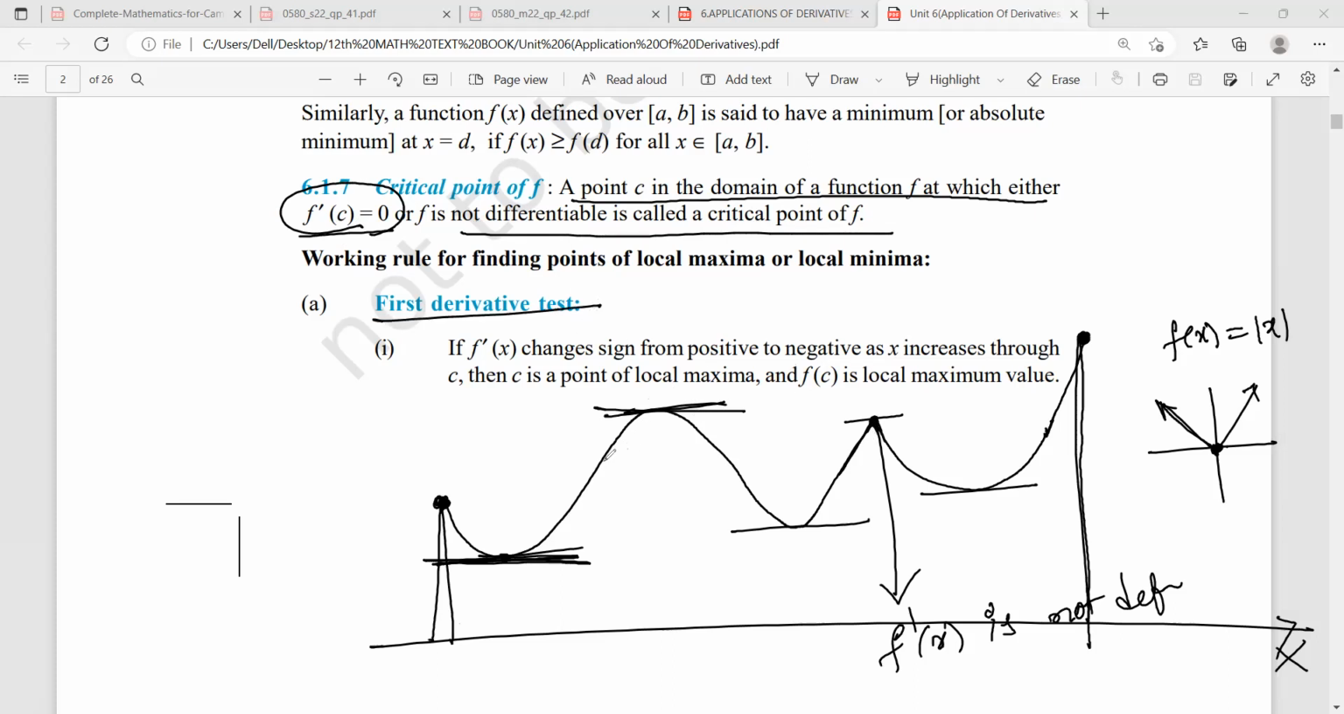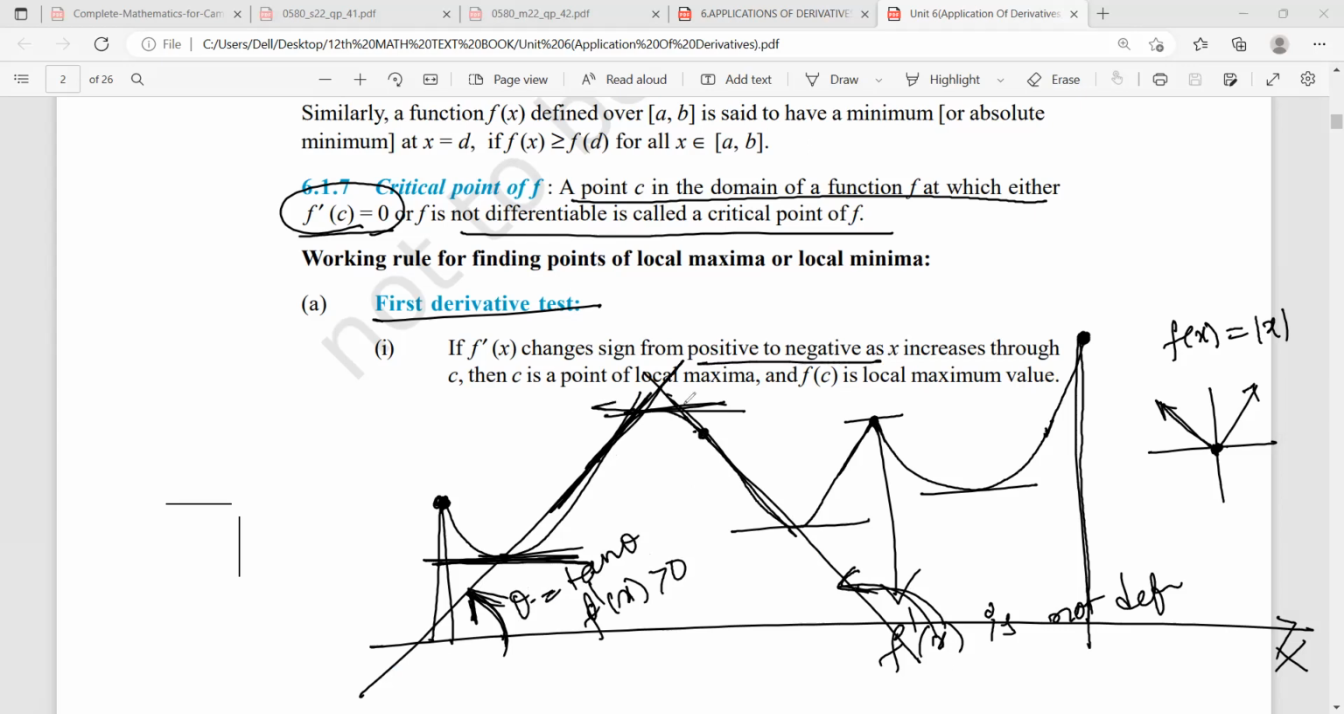First derivative test is what? See, if f dash of x changes its sign from positive to negative, you see here, this f dash of x is positive, but here f dash of x is negative. Why? Because f dash of x is tan theta. Tan theta is negative in the second quadrant. Here, tan theta, which is f dash of x, is greater than 0, an acute angle. This is obtuse, so it is negative. So that means if it changes its sign from positive to negative, it will have a maximum.